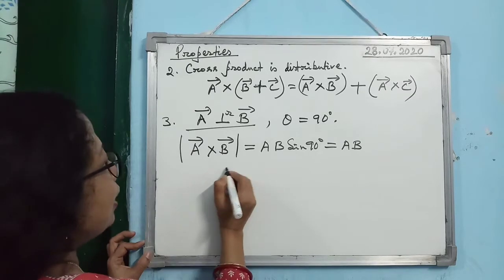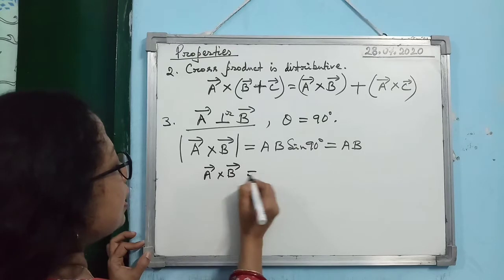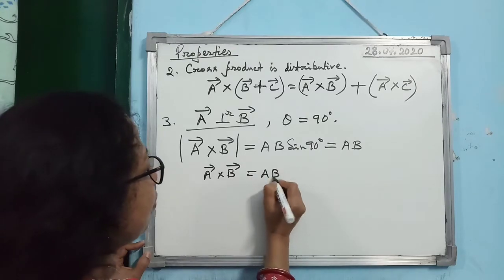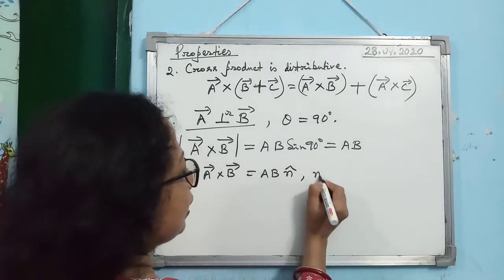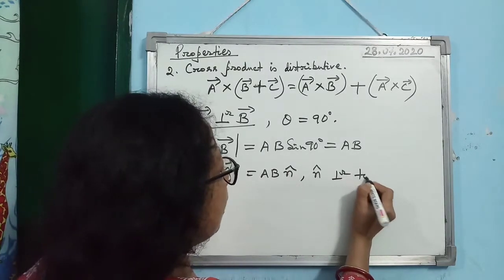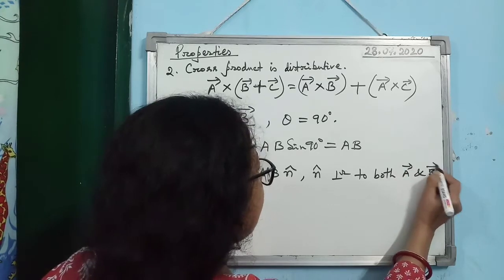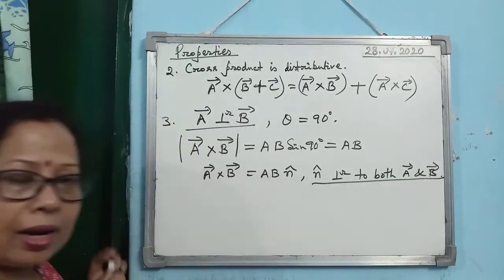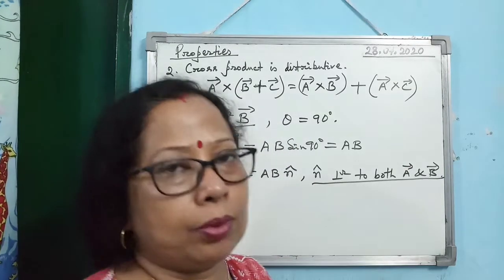Alright. And what will be the direction of n? If you consider A cross B is AB into the unit vector n, then what will be that unit vector n? It is perpendicular to both A and B. Alright, this is the point you have to remember, and again you know how to find out the direction of n, use the right hand thumb rule.